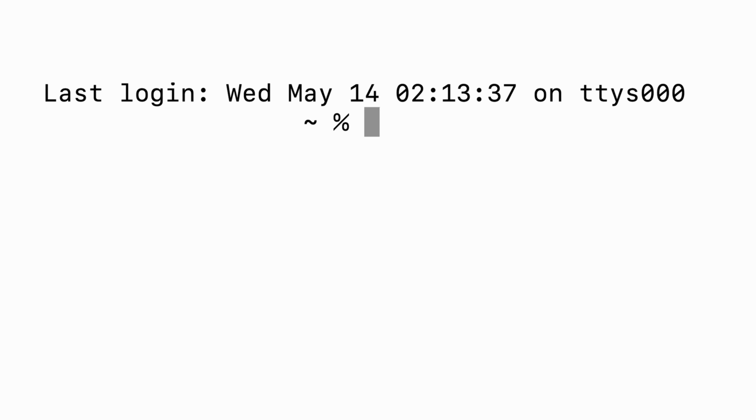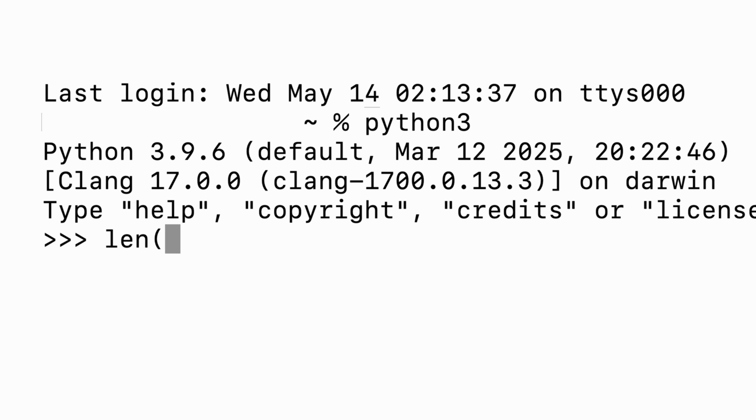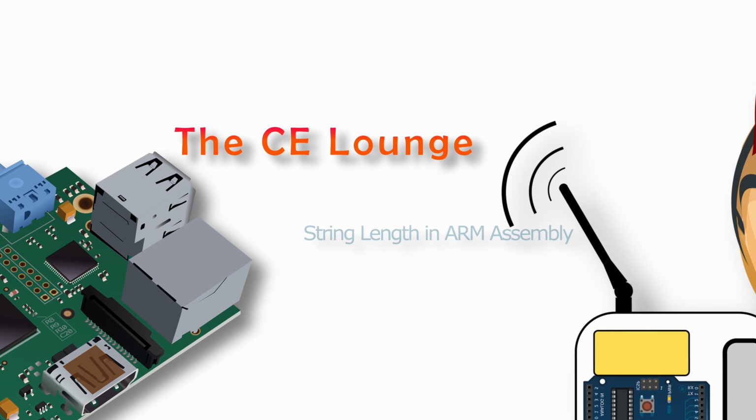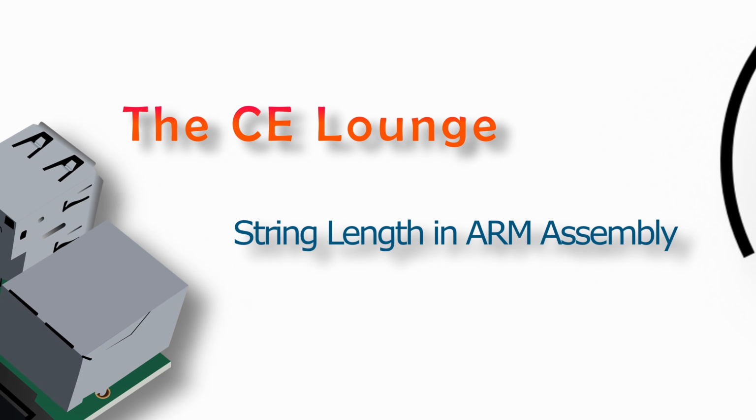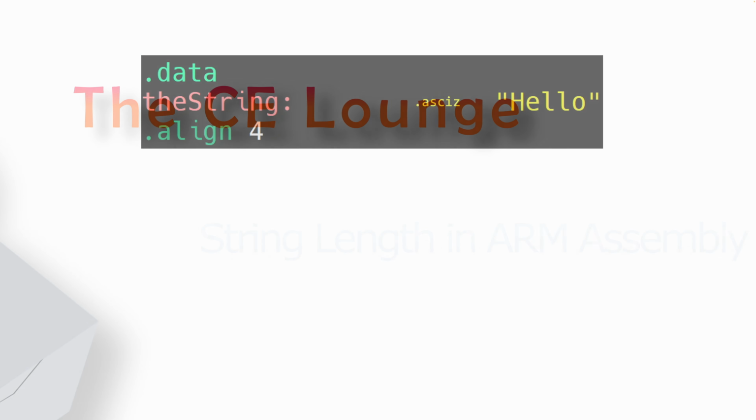If you want to know the length of a string in Python, it's simple. Just write len("hello") and you're done. But in assembly, there's no shortcut. Let's see how we can find a string length in ARM assembly.